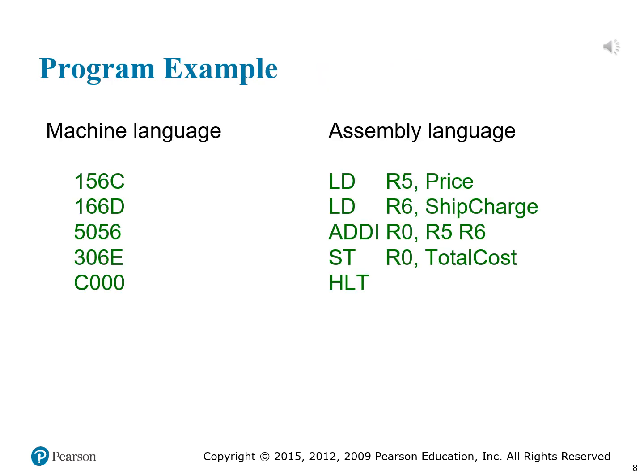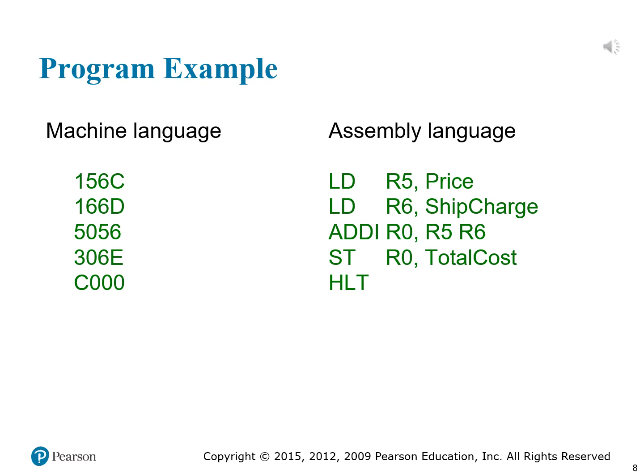As a more extensive example, consider the machine language sequence of instructions on the left: 156C, 166D, all the way down to C000, which adds the contents of memory cells 6C and 6D, stores the result at location 6E, and then halts. It might be expressed in assembly language as shown on the right: LD R5 price, LD R6 shipping charge, ADDI R0, R5, R6, ST R0 total cost, then HLT.